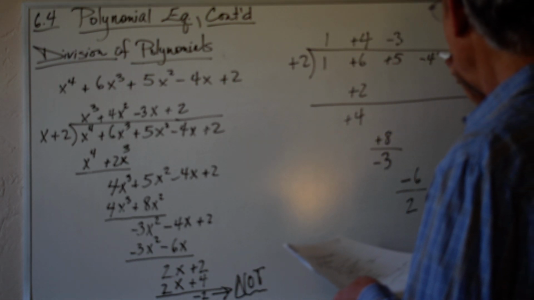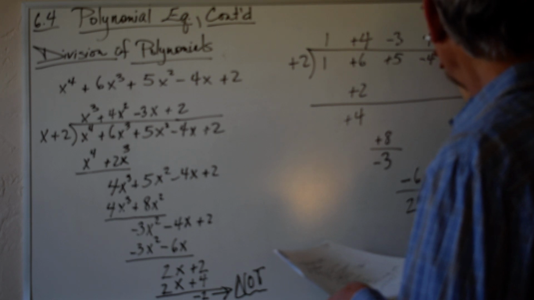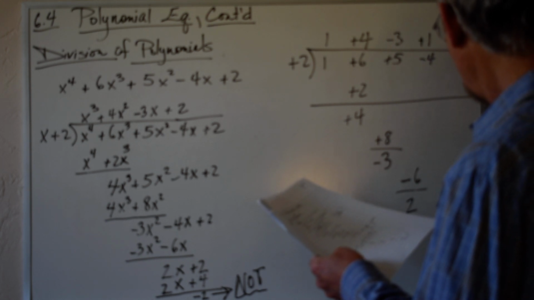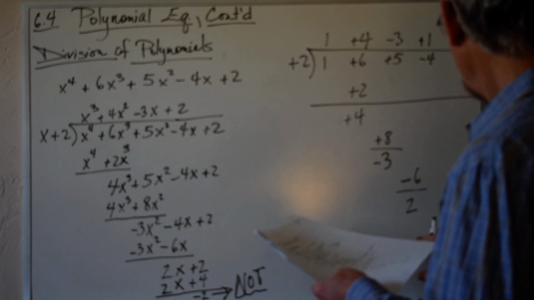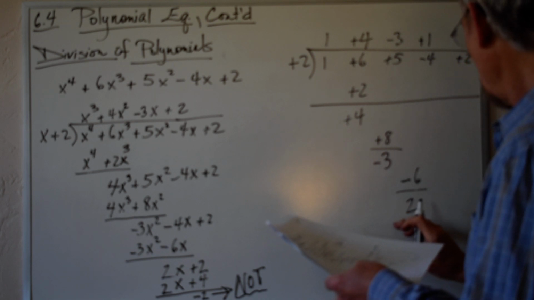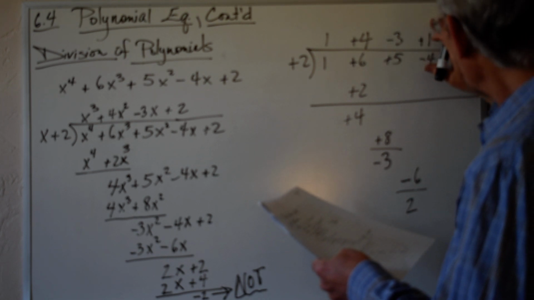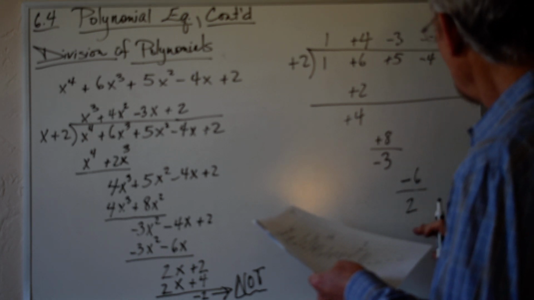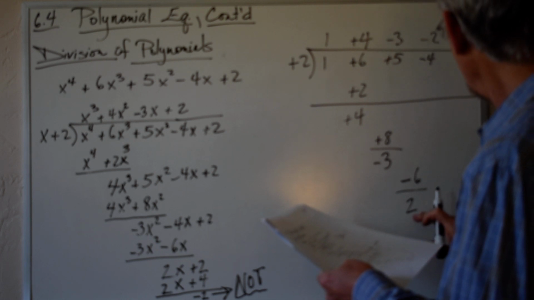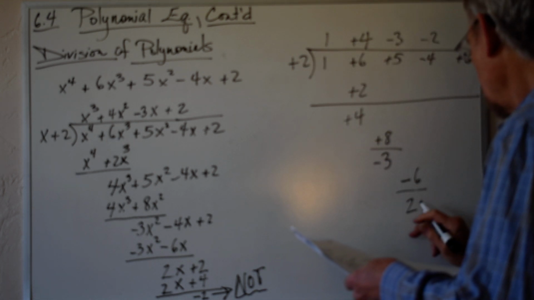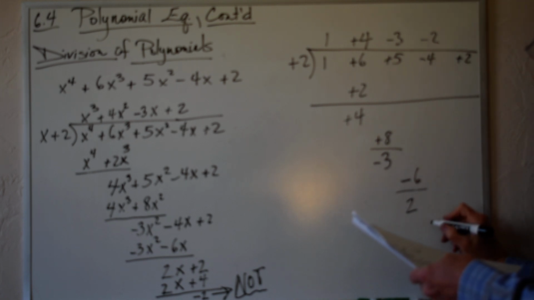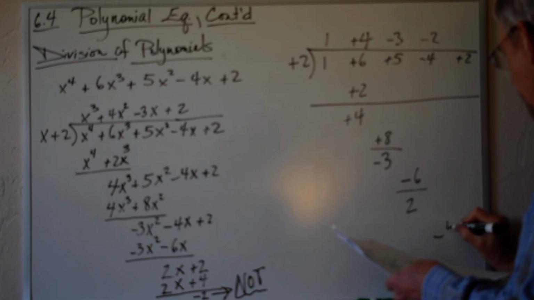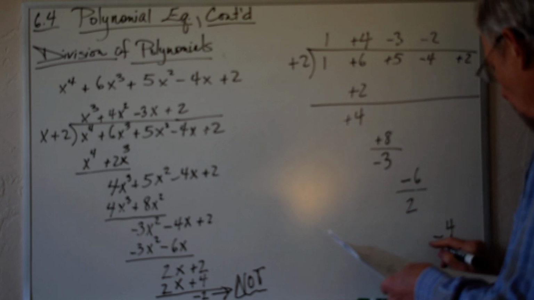And then I'm going to need 1 to get rid of this 2. Sorry, I'm going to need a -2 to get rid of this 2. Yeah, that's the ticket. And that leaves me with a -4 over here, which I subtract from that.